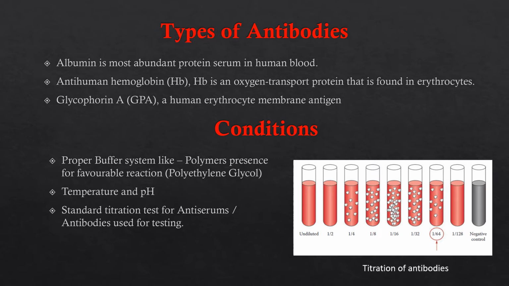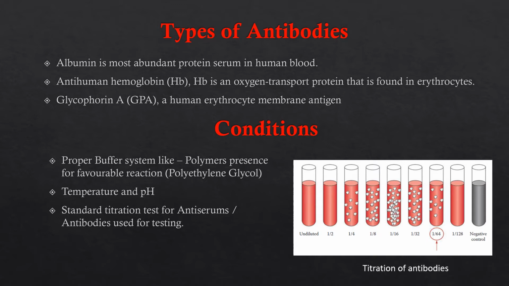Against albumin, certain antibodies can be created in animals. So anti-albumin antibodies can be created, which can be used to identify human antigens present in the body. Then anti-human hemoglobin is one of the antibodies which can identify the hemoglobin of humans.